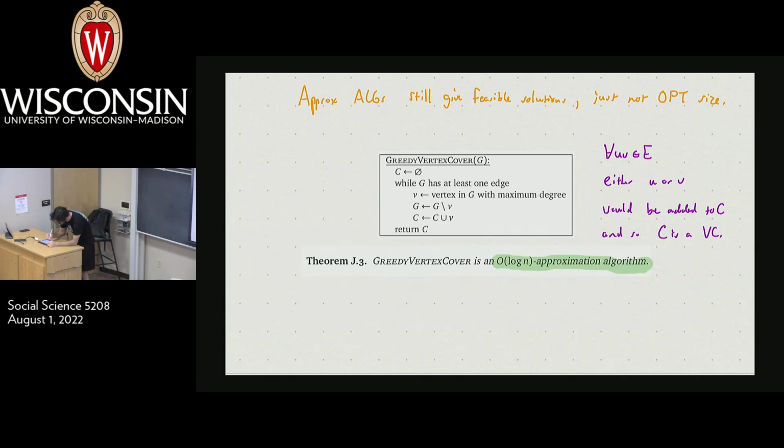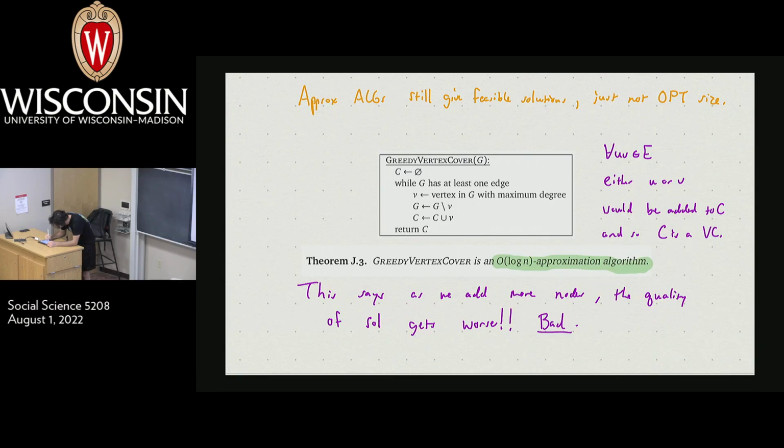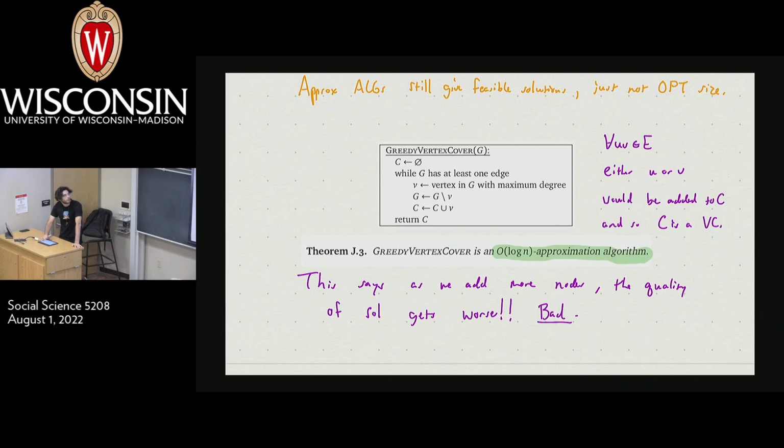So this says, as we add more nodes, the quality of the solution gets worse. And this is bad. Okay, so how can we improve this?